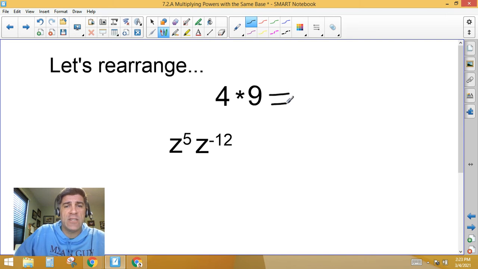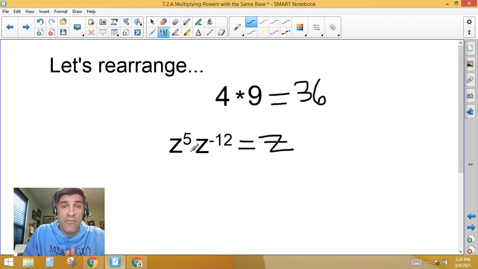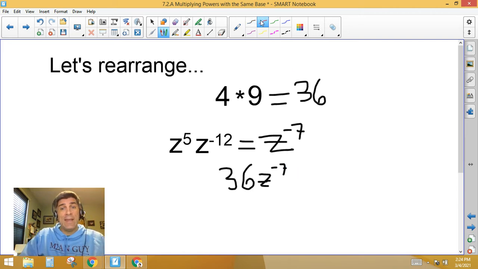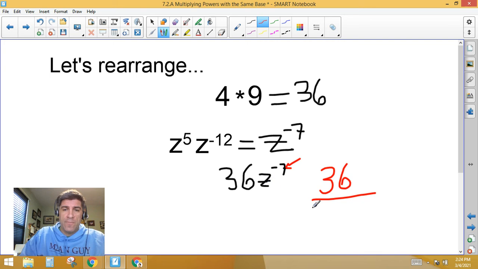This gives me 36, right? And this gives me, well, my base is the same, so it's going to be z. And now, since the base is the same and I'm multiplying, I'm going to add my exponents to get negative 7. So now I get 36 times z to the negative 7th, but I can't leave it that way. Okay, remember, I can't leave it that way because of that negative exponent. So I'm going to do 36 and then put it over z to the 7th. That 7 is now positive when it goes to the denominator.